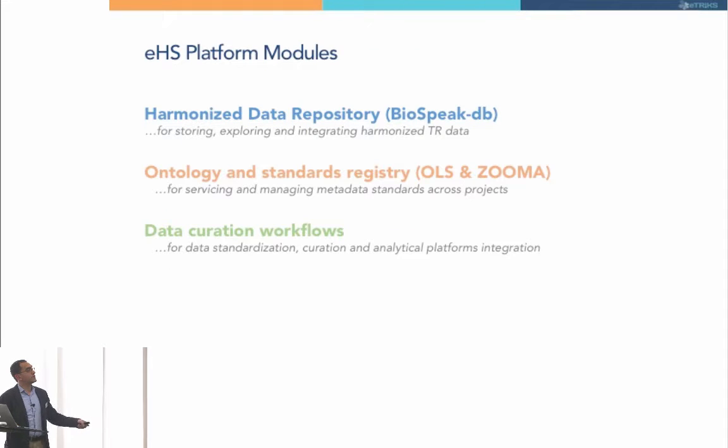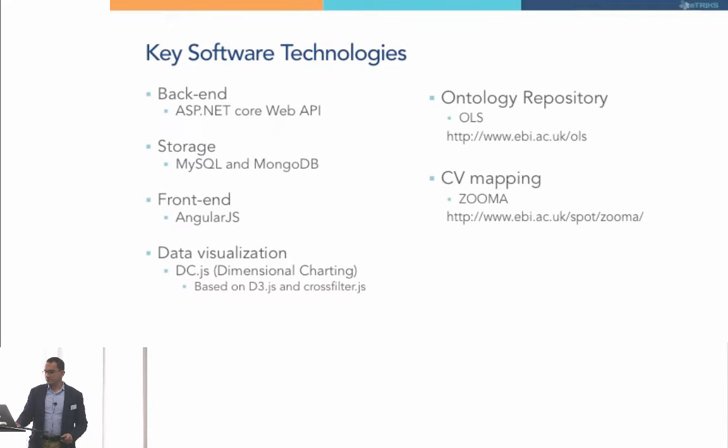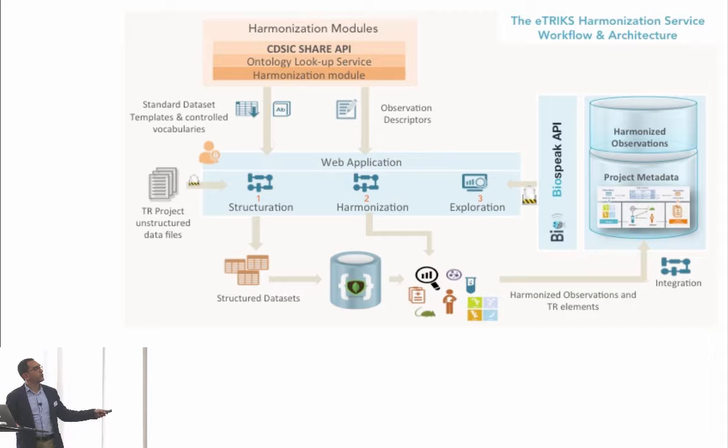So the platforms within the whole EHS infrastructure are, obviously, a new data repository for the harmonized data, for storing, exploring, and integrating. It's basically the implementation of this new data model for translational data. And then there's also the tooling that would enable the workflows of getting the data in there. These are the different technologies we've been using. This is basically the workflow.